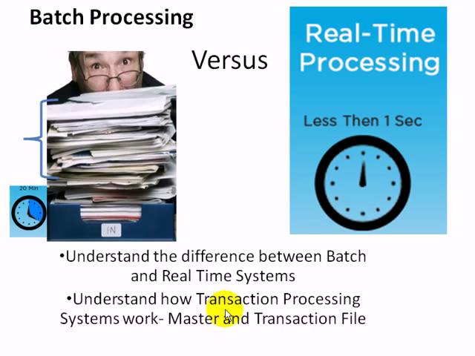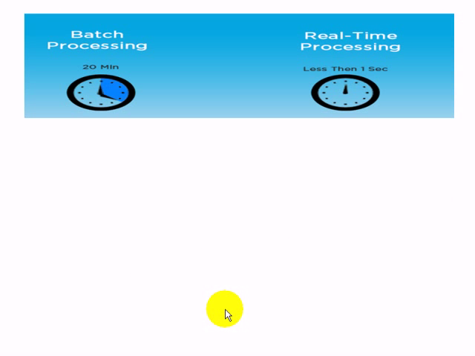Again, we're going to look at them in more detail in a second or two, but today what we're going to understand is the difference between batch and real time, and we're going to understand how transaction processing systems work, and in particular master files and transaction files. So batch and real time.